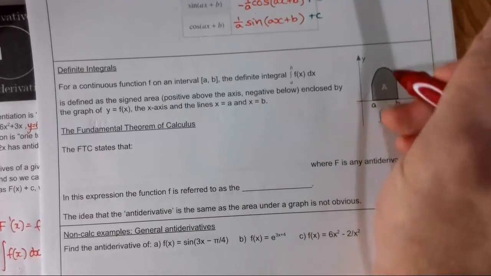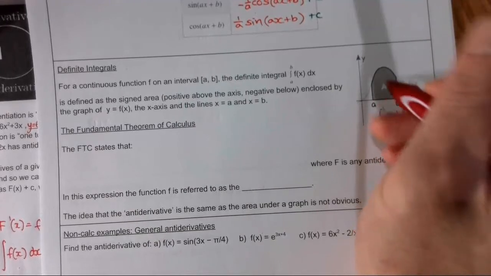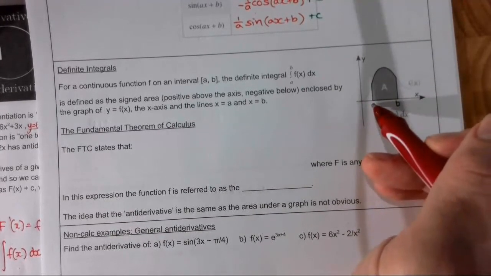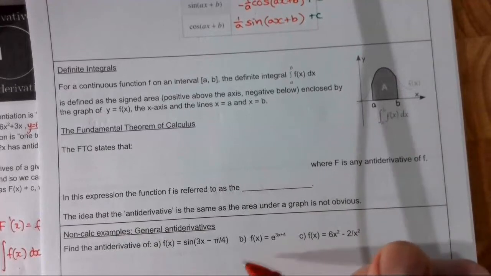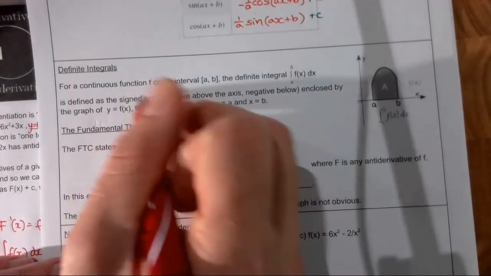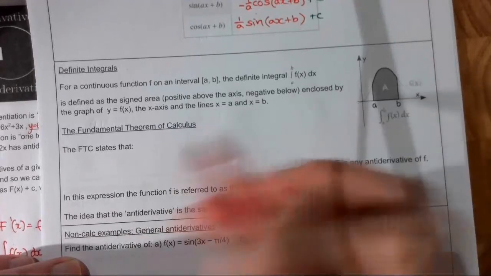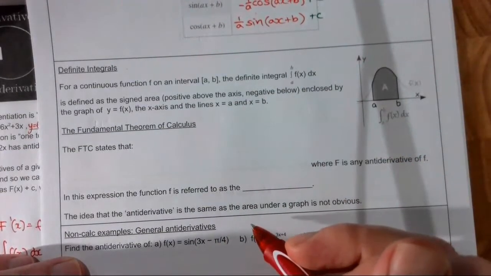The definite integral is defined as the area under a curve between 2 points, a and b here. So if this is my function f of x, the area A is the definite integral, and that's between two limits, a and b. We call it a signed area because it's positive if it's above the axis and it's negative if we're below. We'll come back to that again later.